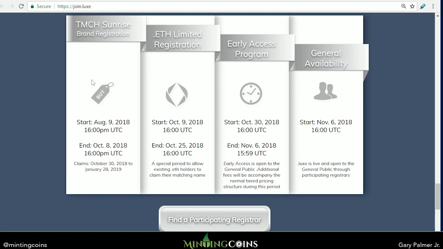But the way this is rolling out is that it's rolling out in a time period, and this link is going to be in the show notes below. We have join.luxe. What happens first in these situations with these releases of new top-level domains is that there's first the sunrise period. The sunrise period is where you're going to be able to claim your trademark for any of the trademark holders.